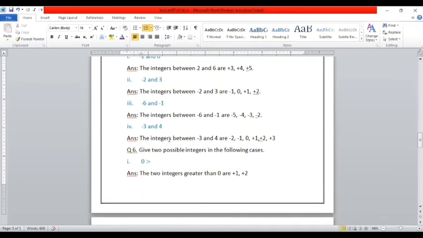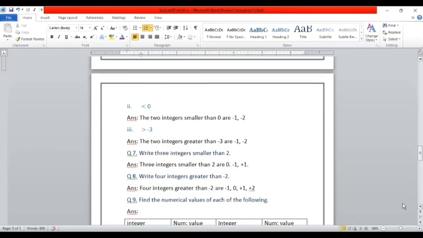Here, the integers greater than 0 are defined. Now, I told you at the very start of the lecture that we have to consider numbers which are on the right side, because this is greater than 0. Greater than 0, we have to tell only two possible values, which are plus 1, comma, plus 2.